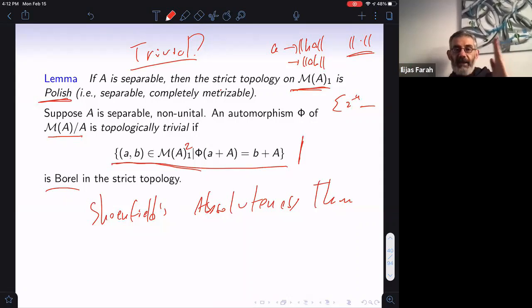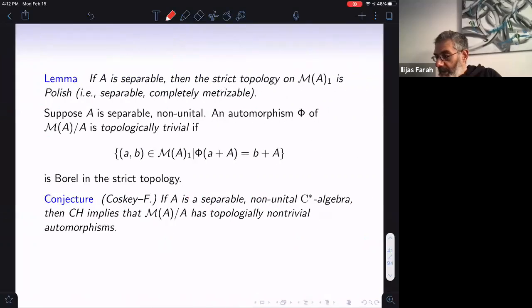So really, this definition gives you sort of halfway what trivial should mean. Right, and here is a conjecture by Coskey and myself. If A is a separable non-unital C*-algebra, then the continuum hypothesis implies that M(A) mod A has topologically non-trivial automorphisms.